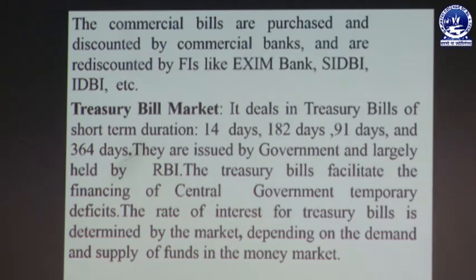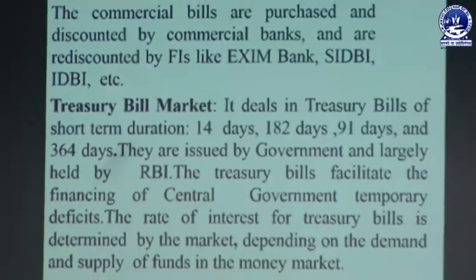Then next coming is treasury bill market, it deals in treasury bills of a short term duration. So, generally money market means short term, and treasury bills also come under short term duration, and the duration period may be 14 days, 182 days or 91 days or 364 days, like that. They are issued by the government and largely held by RBI. So, generally treasury bill is issued only by the government and in favor of the Reserve Bank of India.